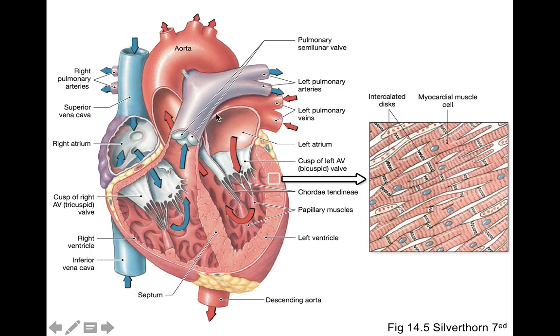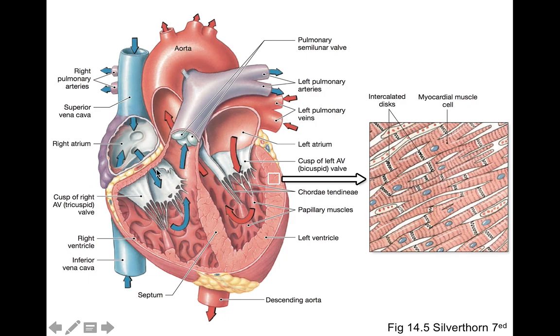So the left side of the heart carries oxygenated blood from the lungs to the body. This oxygenated blood arrives in the pulmonary veins, enters the left atria, and then the blood goes from the left atria into the left ventricle. The ventricles are the muscular compartments responsible for generating the force of ejecting the blood through the system. So these are the thick-walled muscular chambers. The left ventricle then ejects blood out through the aorta.